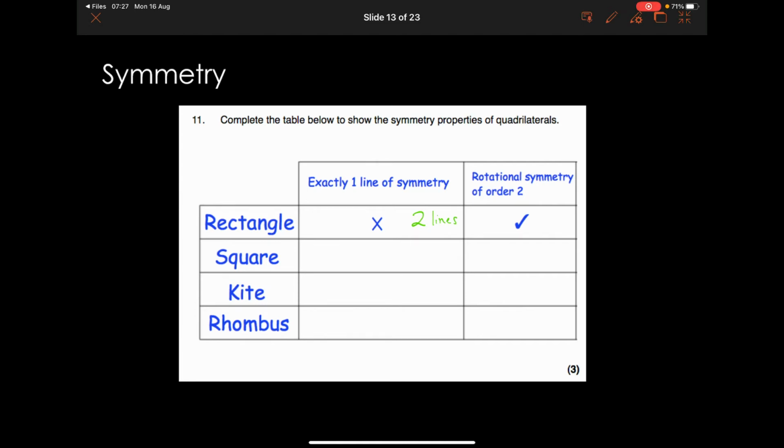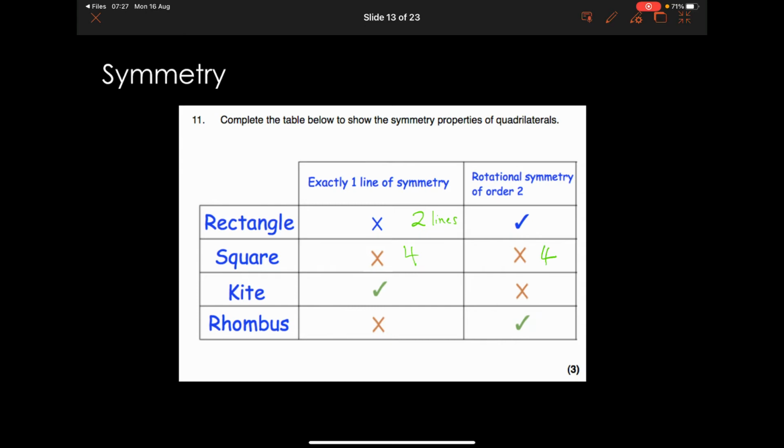Okay, if you've had a go at that, let's go through some answers then. A square. A square doesn't have 1 line of symmetry, it actually has 4. And it doesn't have rotational symmetry of order 2, it has rotational symmetry of order 4. A kite. A kite does have 1 line of symmetry, however it doesn't have any rotational symmetry. We can't do anything with the rotational symmetry. A rhombus. A rhombus, exactly 1 line of symmetry, no, and rotational symmetry of order 2, yes.